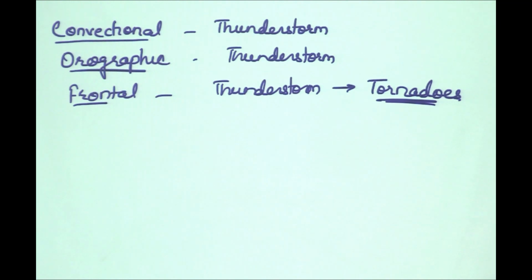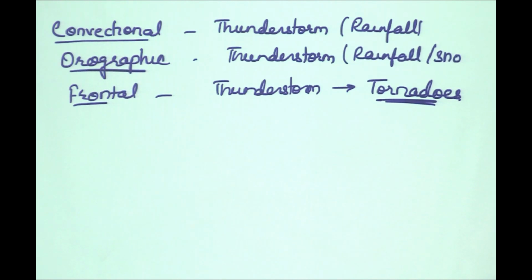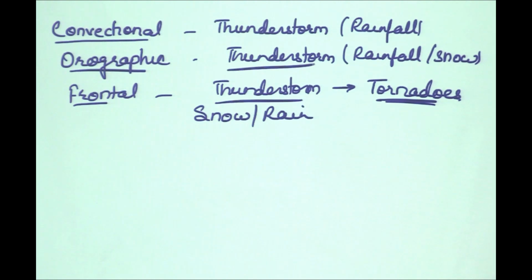And remember, when I say convectional, I will be dominantly having rainfall. Orographic, I can have rainfall with snow. And frontal, it has to be with snow and then rain and then hail, because thunderstorm, when I say, I am talking about hailstorm. Take the revision.